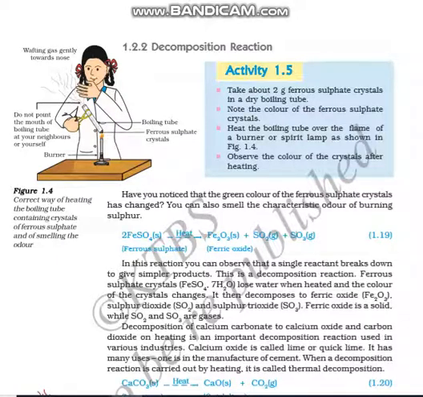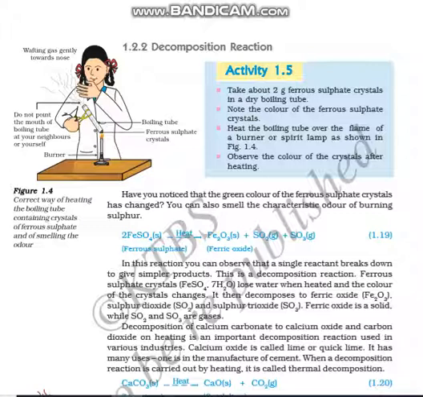So when we burn ferrous sulfate in the presence of heat, it gives rise to three different substances. One is ferric oxide, second is sulfur dioxide, third is sulfur trioxide. Ferric oxide is in solid form. From that, two gases are eliminated, that is sulfur dioxide and sulfur trioxide.